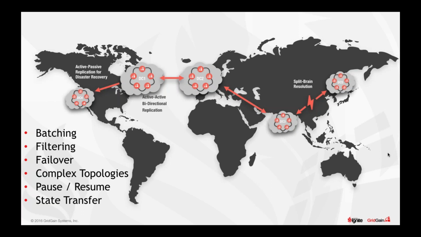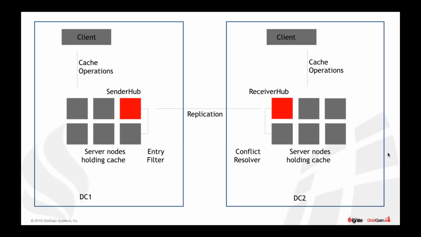So let's talk a little bit about the different roles. I've been talking about sender hubs and sender caches. Let's go ahead and define these. First off, there are four roles. A sender cache is the cache on the data node in the data center where the original update happens. So in the screen here, this is in DC1, and the gray boxes are the sender cache.